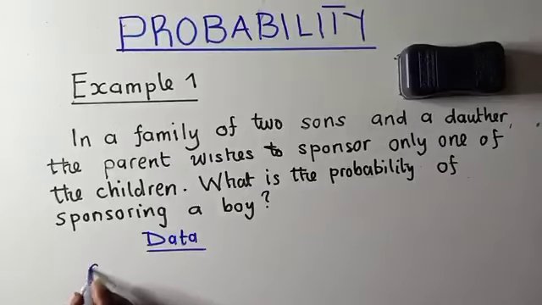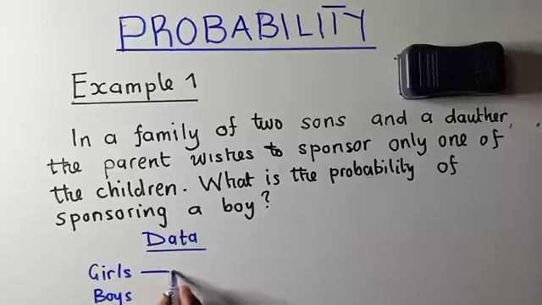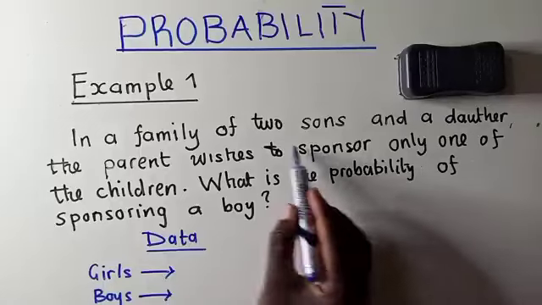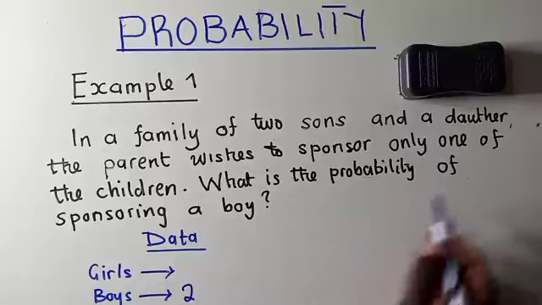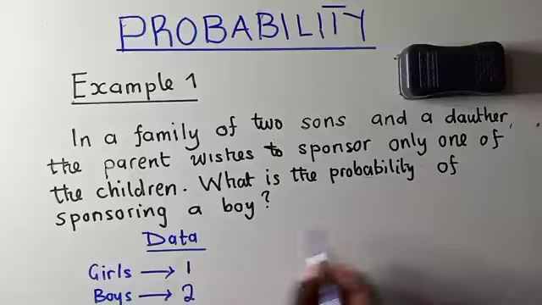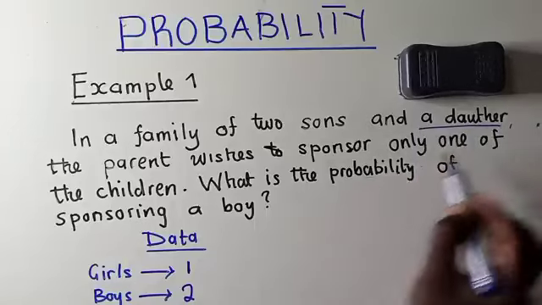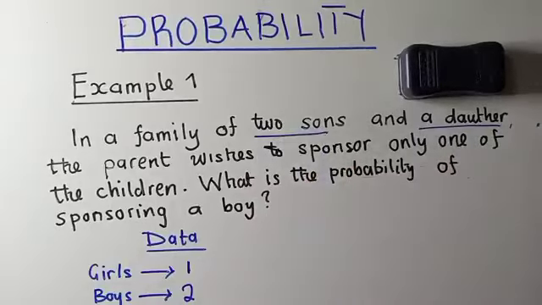So we say girls, how many girls are there? Boys, how many boys are there? So for girls, how many girls do we have? How many boys do we have? We have 2 sons. So boys there, we know that it's 2. And then daughters, it's 1 because they said a daughter. A daughter, 2 sons. So that's how we collect data.